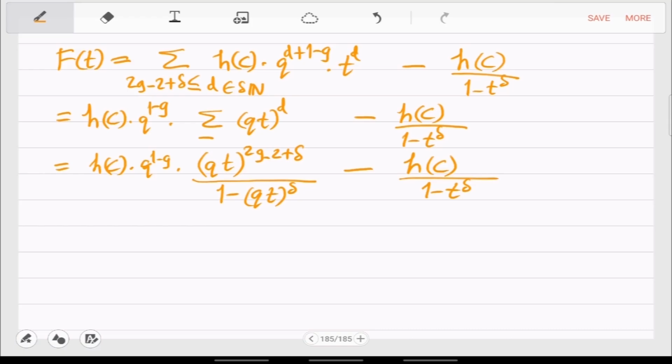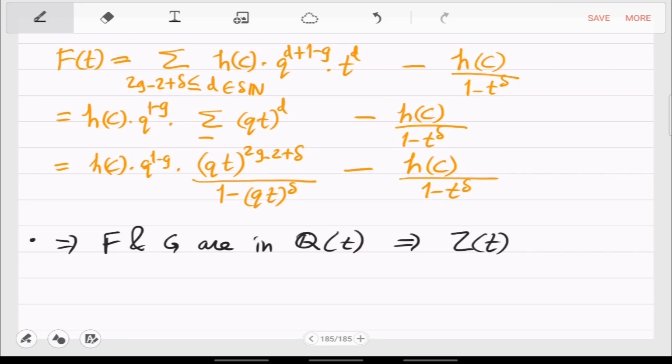And you can see the poles. So F and G are now in Q(t), which means that we have shown that Z(t) is in Q(t). Okay, this is the first major property.